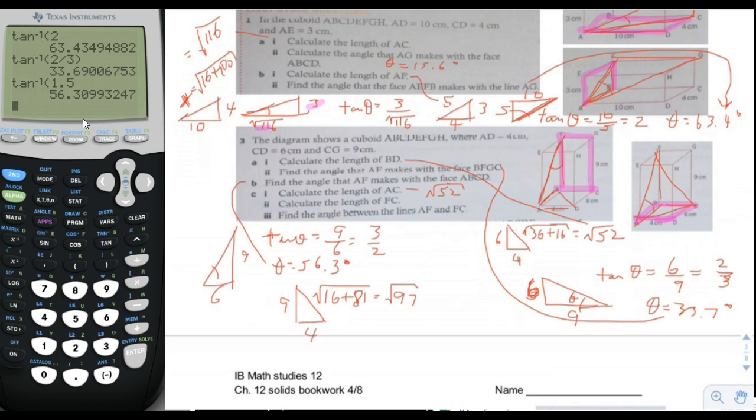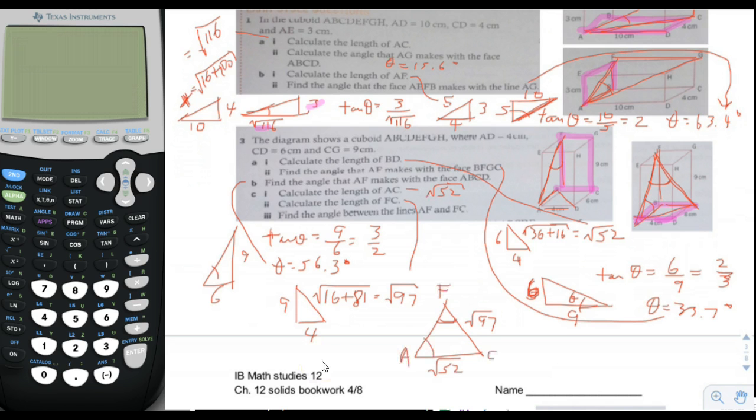Okay? And then find the angle between the lines AF and FC. So that would be between those two lines. Wow. So that's kind of a challenge here. This is the hardest thing we've done so far. So what about this line? This line, FC, we already found out is square root of 97. And what else do we know? This bottom part, which is AC, we know is square root of 52.